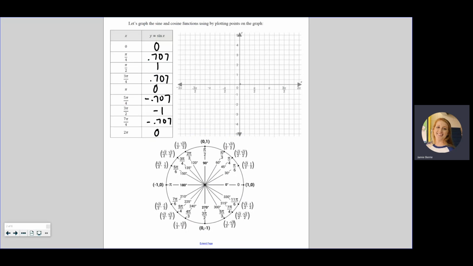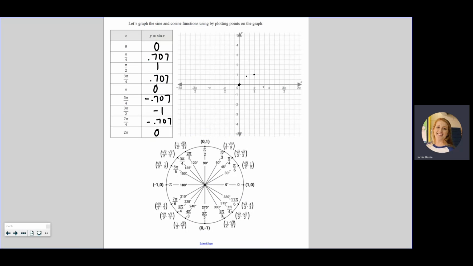So 0, 0, starting here at the origin. Then we have pi over 4, which is halfway to pi over 2, so that would be about here. We're getting close to 1, about right here, 0.707. At pi over 2, we're up here at 1.